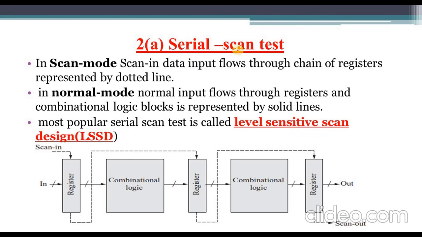The first one is the serial scan test. Here in case of a serial scan test we also have two modes, scan mode and normal mode. In scan mode, the scan-in data flows through this bunch of registers, or a chain of registers, represented by the dotted lines. Whereas in case of a normal mode, the normal input will flow through the register and the bunch of combinational logic, which are represented by the solid or thick lines. The most popular serial scan test is the level sensitive scan design, LSSD.